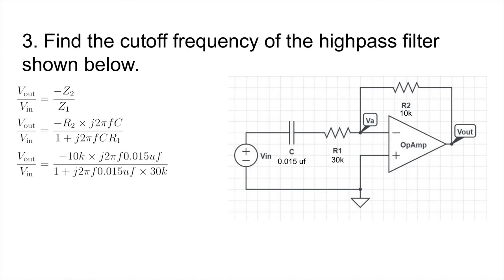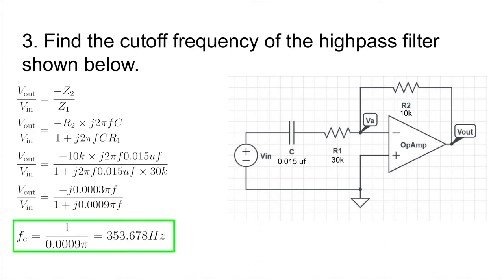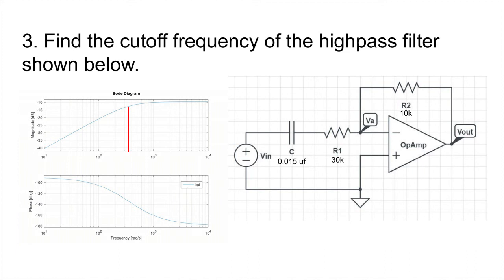0.015 microfarads times 30,000. Simplifying this as much as we can, we'll get negative j0.003π f over 1 plus j0.009π f. The part that we're interested in is the bottom. So our cutoff frequency is 1 over 0.009π, which turns out to be 353.67 hertz, about 350 hertz. And we could also see this in the Bode diagram.